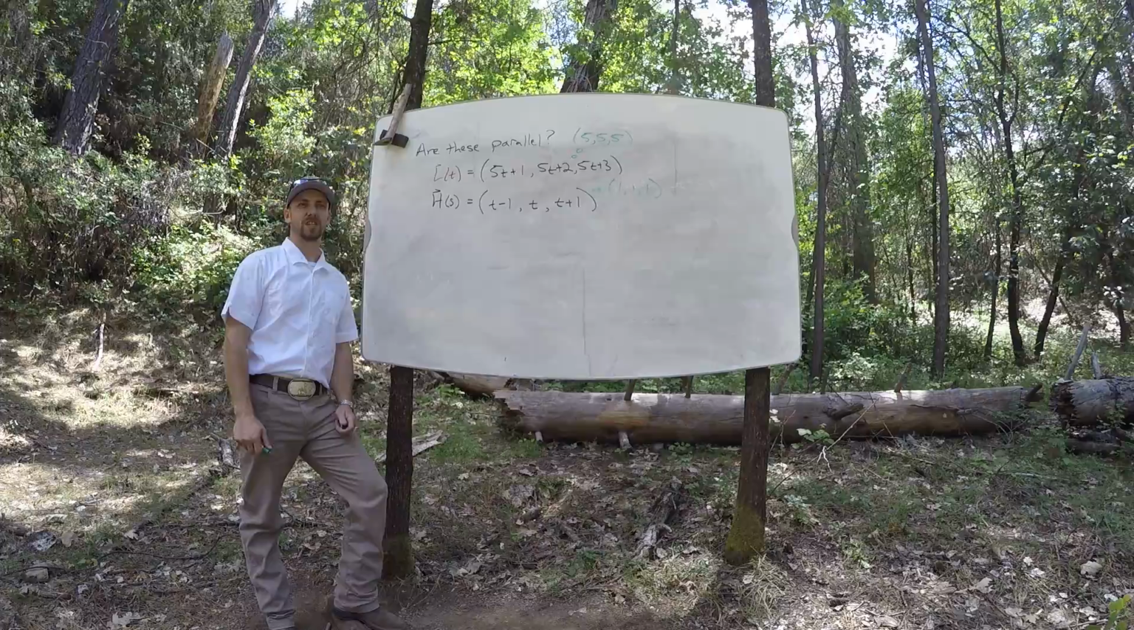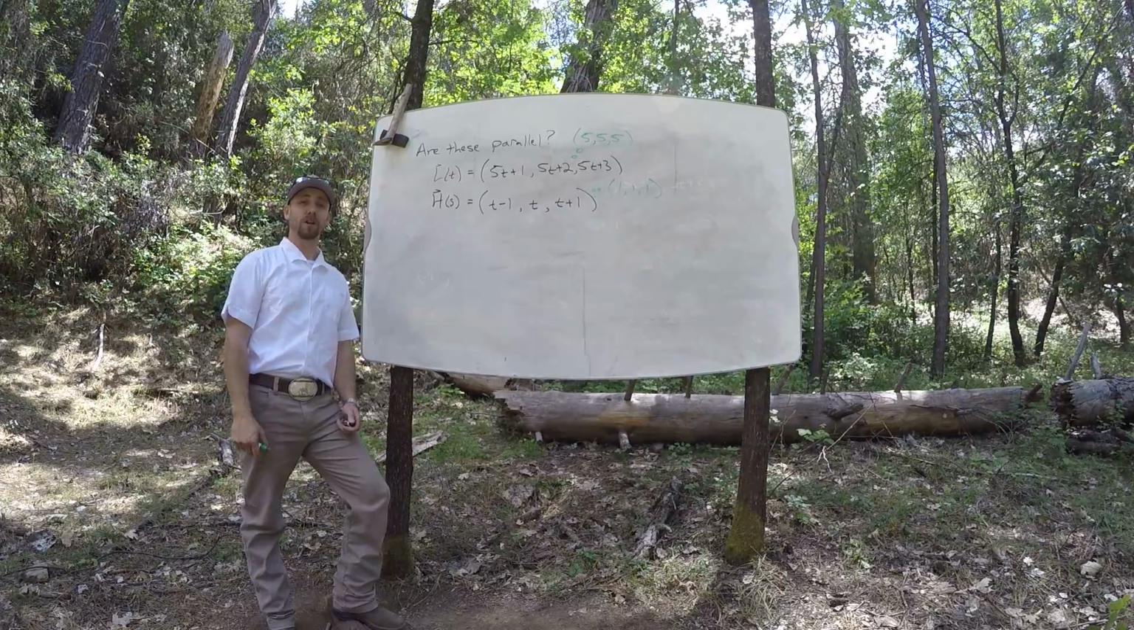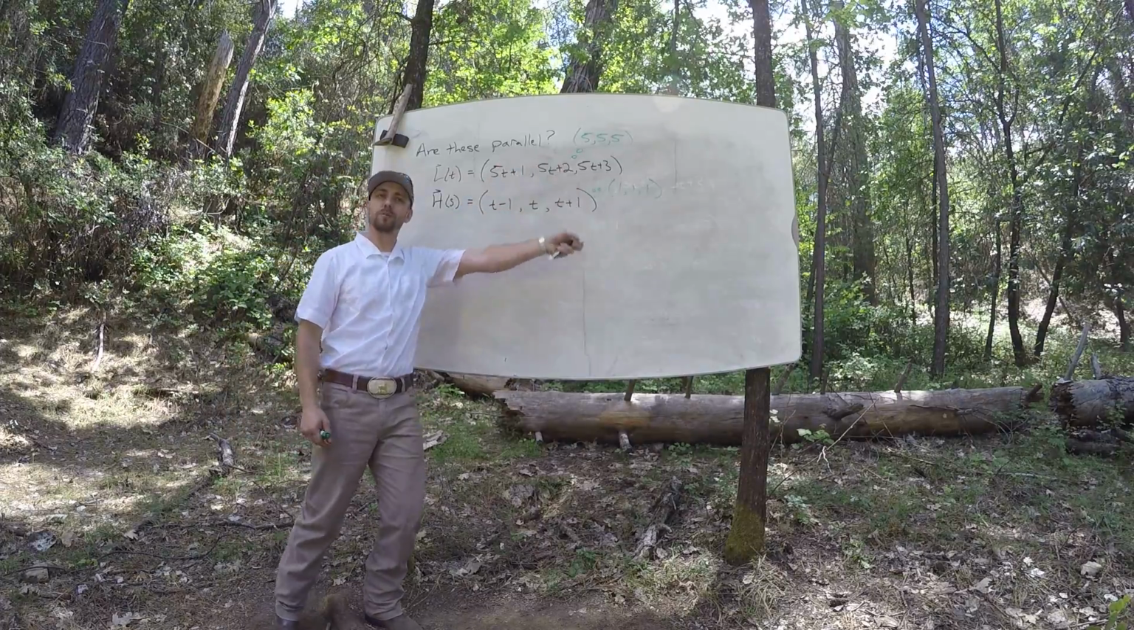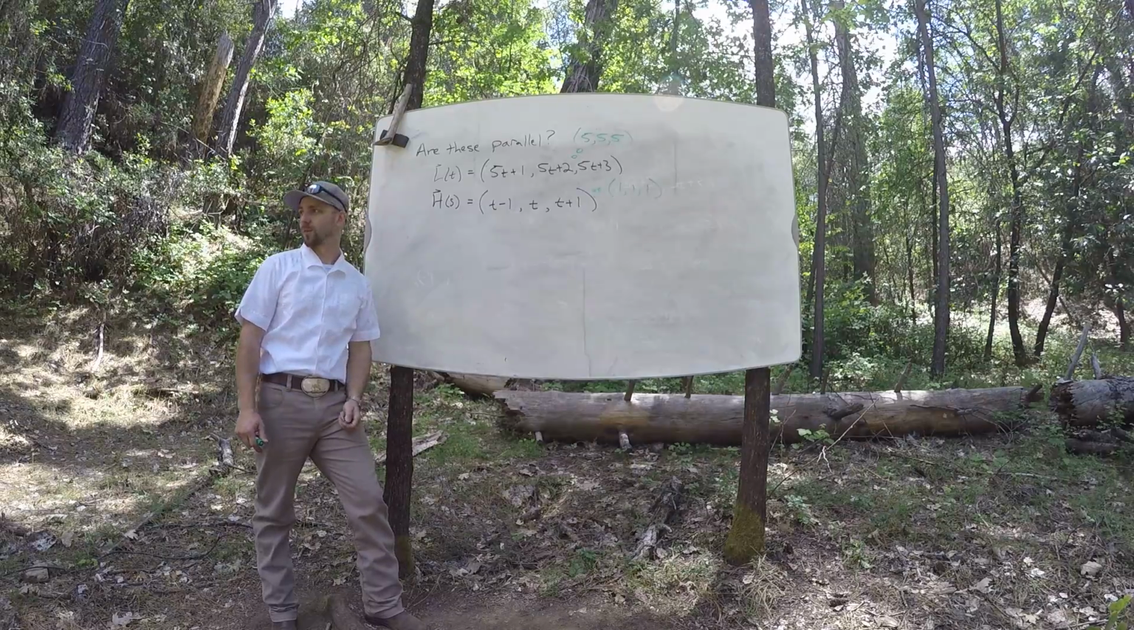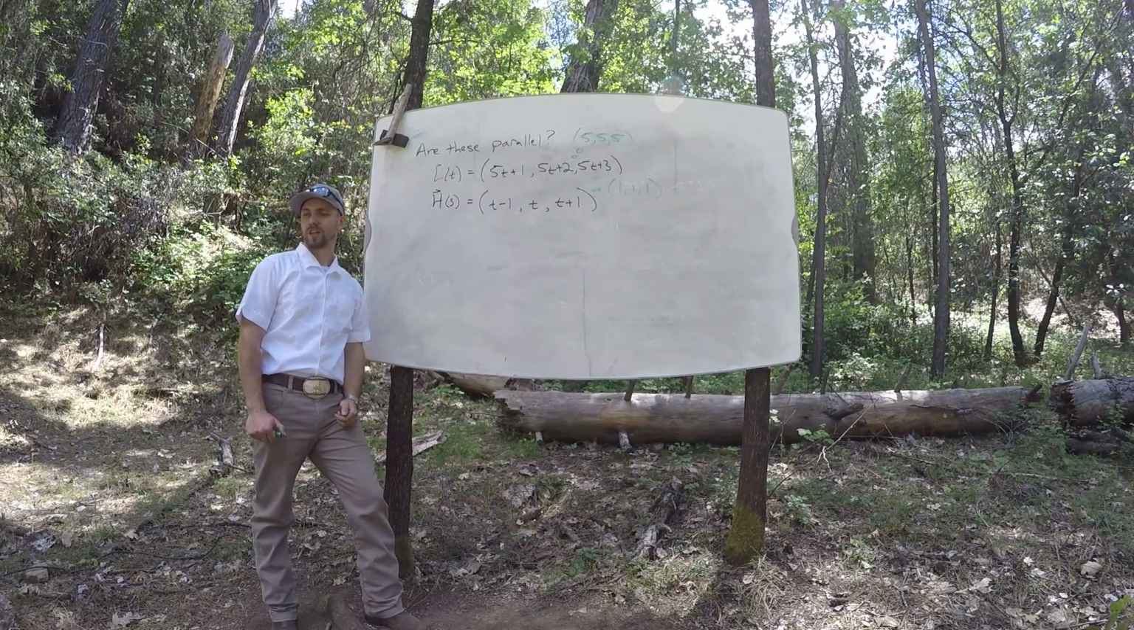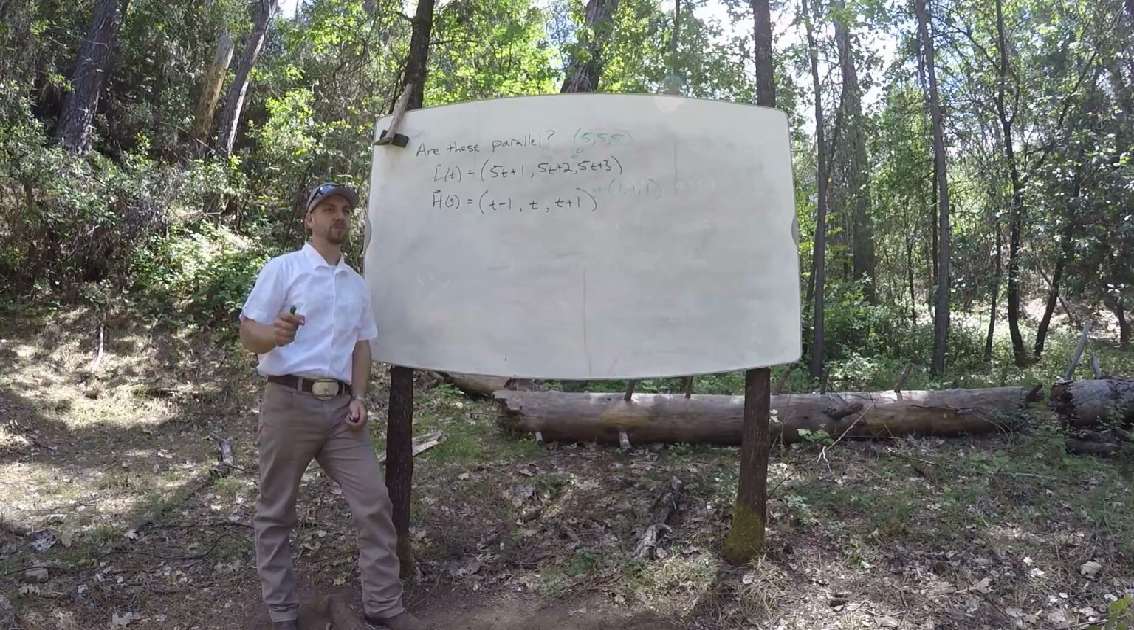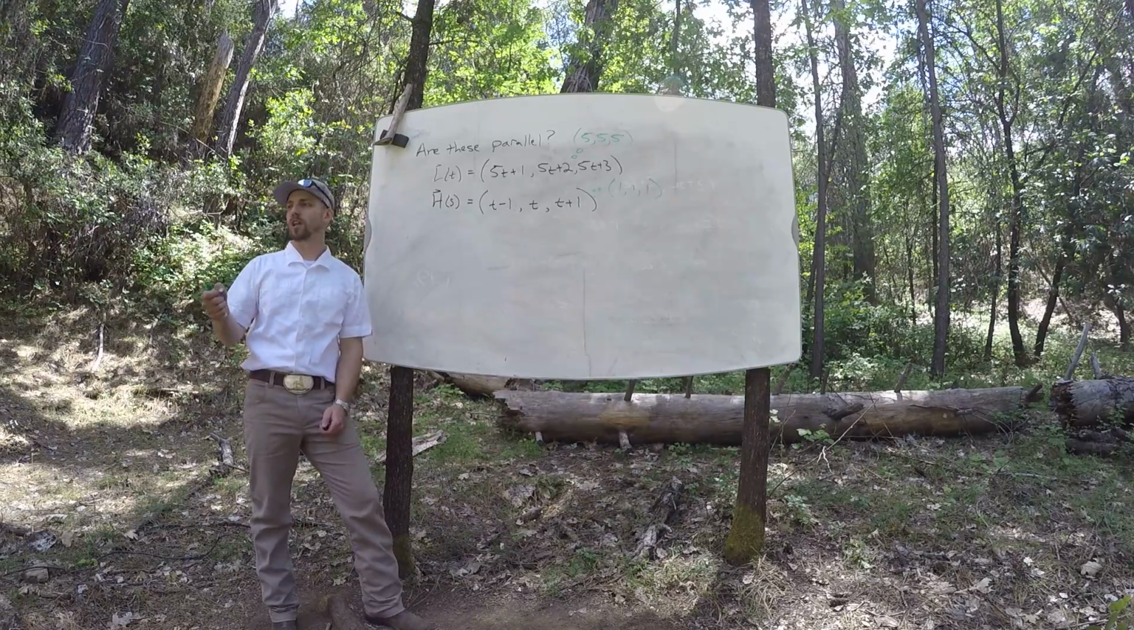See that? But they are parallel, because the slopes are constant multiples of one another. Right? The vectors are parallel. You guys see that? Now, are these parallel non-intersecting or parallel intersecting?